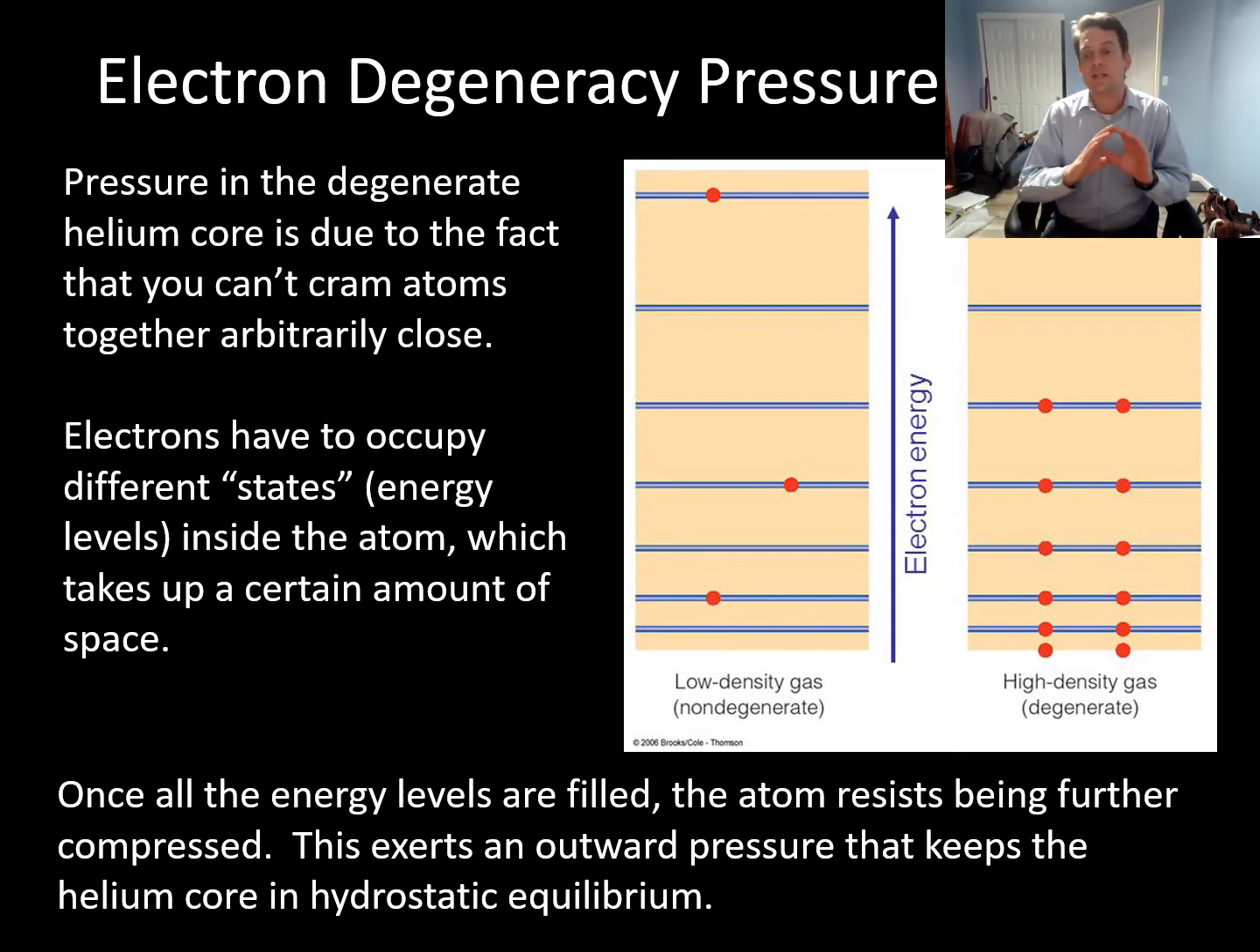And just to be clear, this has nothing to do with electrostatic repulsion between electrons. It's not because the electrons are negatively charged and they repel one another. That's true, but that force is much smaller than the force due to the electron degeneracy pressure. And so the thing to remember is that once all of the energy levels are filled, if you try to squeeze them, you actually change the energy levels and force the energy levels higher. And the system really doesn't like that. And so it pushes back extremely strongly. And this results in an outward pressure that finally is strong enough to balance gravity.